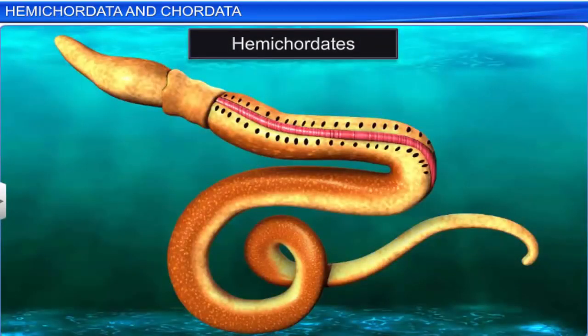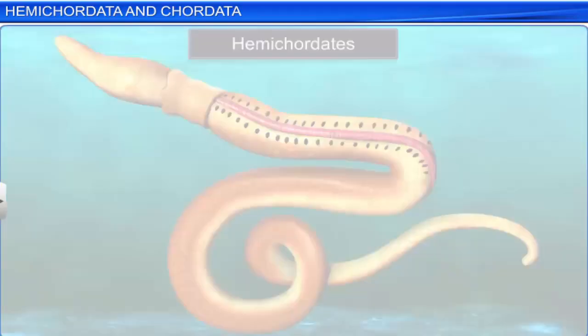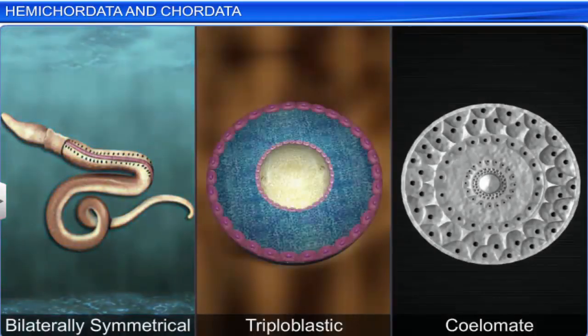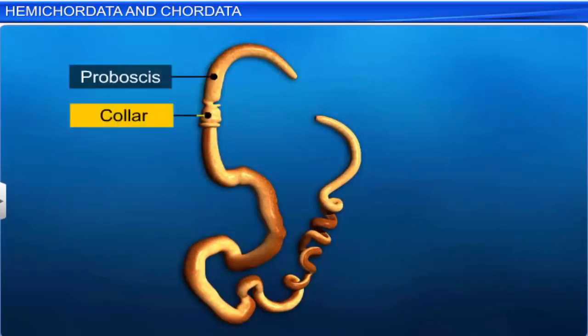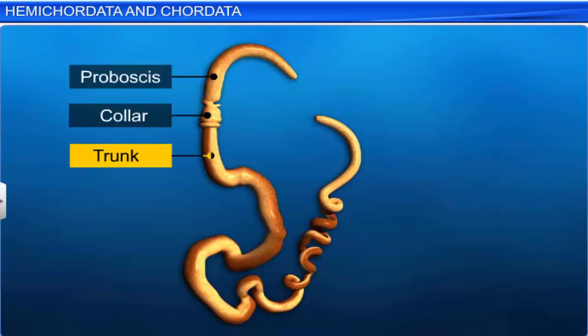Hemichordates are small, worm-like marine animals. They are bilaterally symmetrical, triploblastic, coelomate animals with an organ system level of organization. Their cylindrical body is divided into proboscis, collar, and trunk.